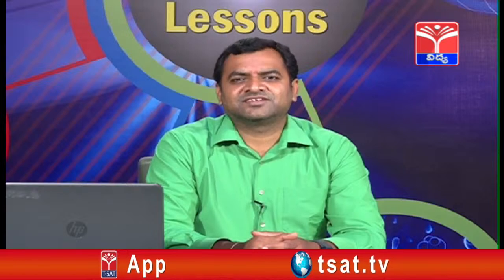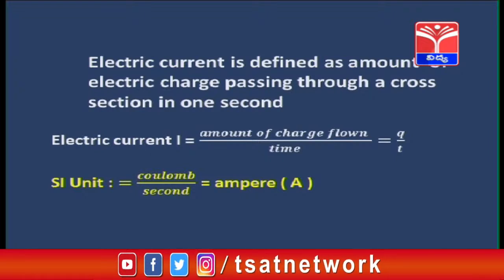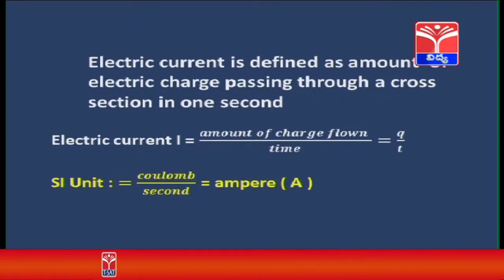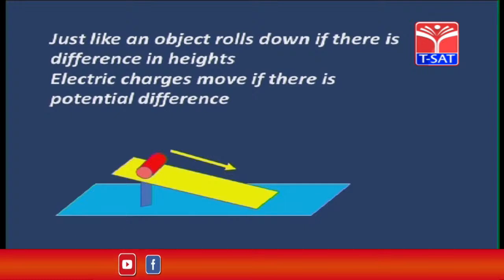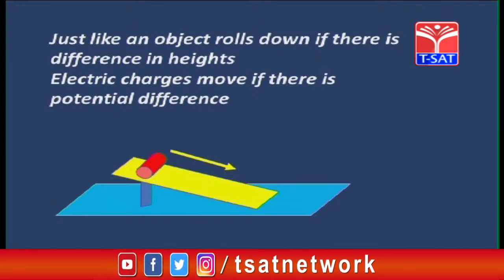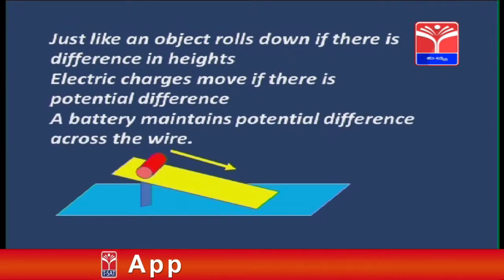Children, now let us revise. Electric current is defined as the amount of electric charge passing through a cross section in 1 second. Electric current is equal to the amount of charge flown in unit time. So, I is equal to Q by T. SI unit is ampere. Just like an object rolls down when there is a difference in height, electric charges move if there is potential difference, and a battery maintains constant potential difference across the wire.